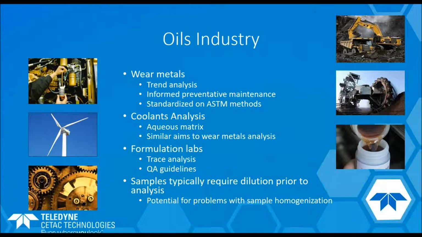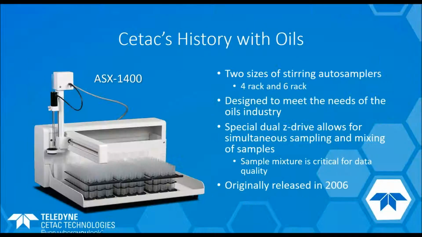All of these oil samples typically will require dilution prior to analysis. Frequently that's done with kerosene. There's also several other solvents such as hexane, V-Solve, white spirit that are frequently used for diluting oil samples. And that dilution can lead to potential problems with sample homogenization. So enter the ASX 1400.